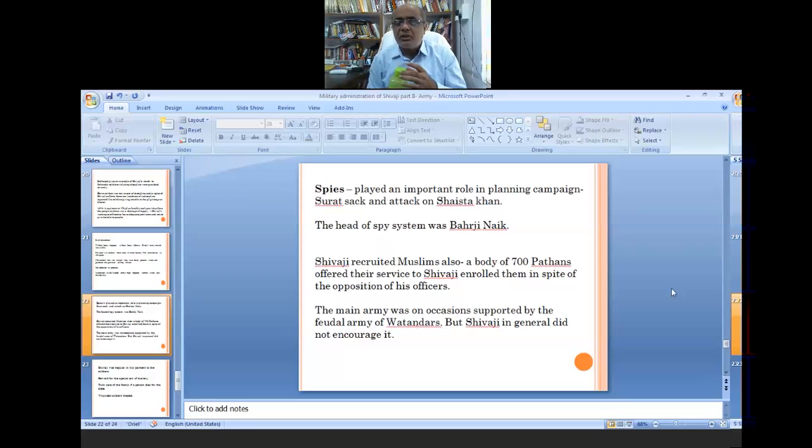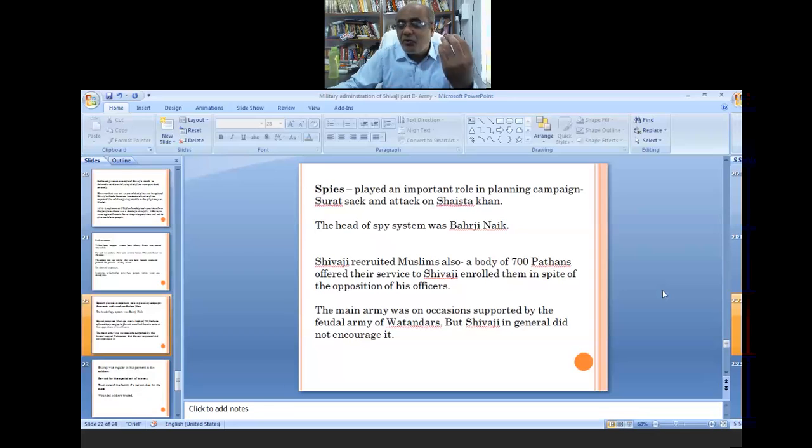Another important dimension of Shivaji's military administration were his spies. These spies played a very important role in planning campaigns. They used to give very minute information to Shivaji, and these spies played a very important role during the Surat attack as well as Shivaji's attack on Shaista Khan.